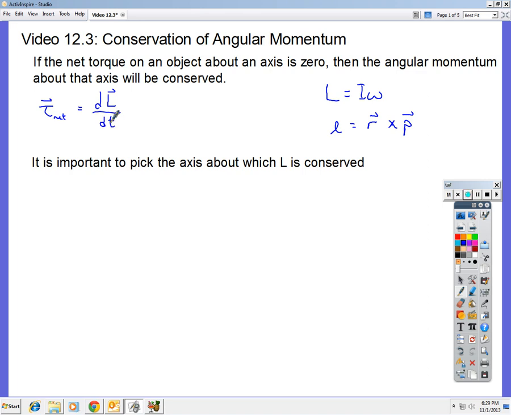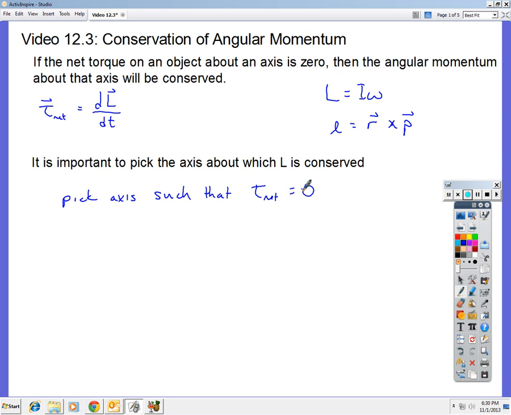And so that means that if the net torque is 0, then the angular momentum of that system will not change, will be conserved. Now, the important thing to note is that it's only about a particular axis that L is going to be conserved most of the time. And that axis is usually going to be pretty obvious from the problem. But the idea is you want to pick the axis such that the net torque equals 0.